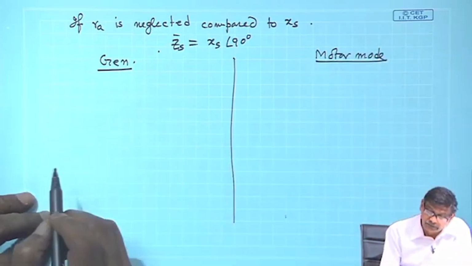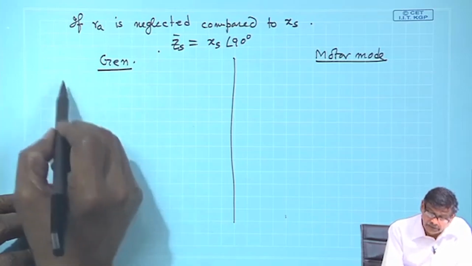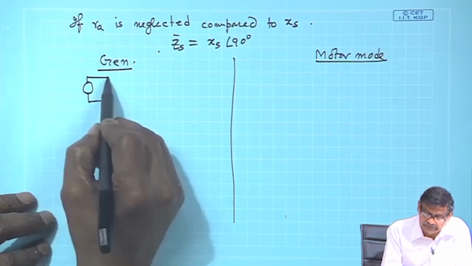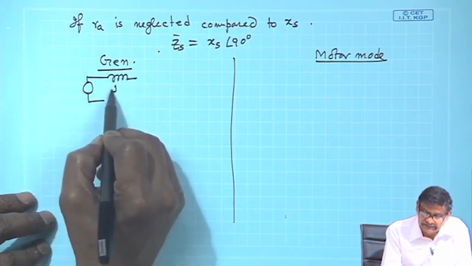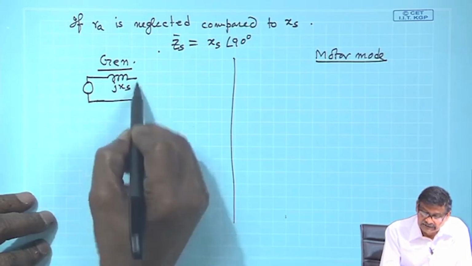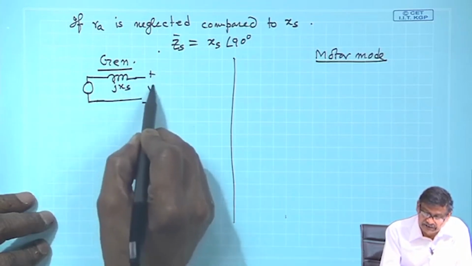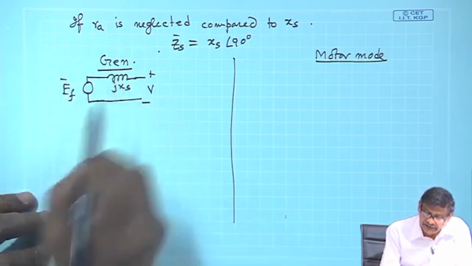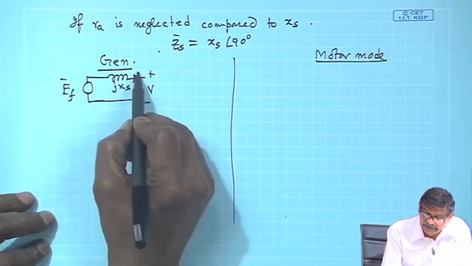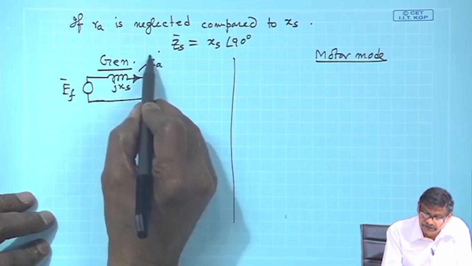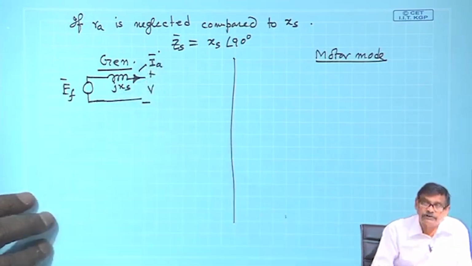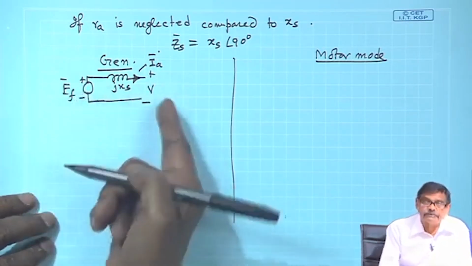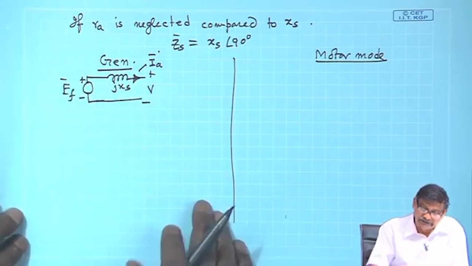So, in generator mode, what is the thing? Draw this circuit diagram, that is only J x s, nothing else, and here is V, and here is your excitation voltage, and it is generator mode. Current is delivered to the bus or to the load at a terminal voltage V. So, its direction must be properly drawn, it is this.